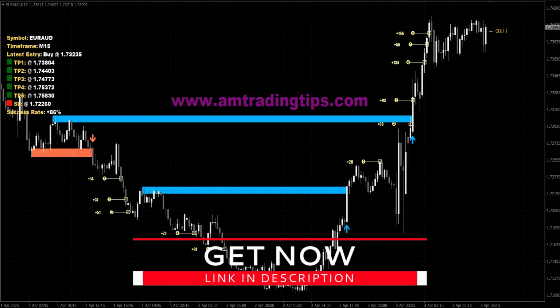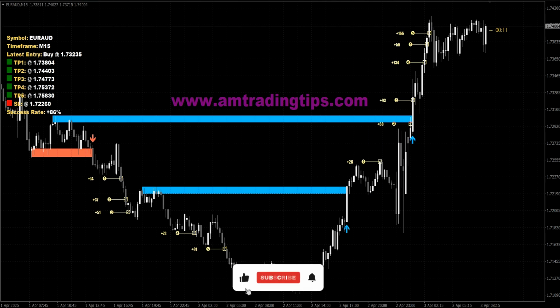But here's the useful part. It comes with built-in automatic stop-loss levels and multiple take-profit targets based on Fibonacci levels. It's designed to remove the guesswork from where you place your risk and your targets. In today's video, I'll show you exactly how to use this indicator correctly.